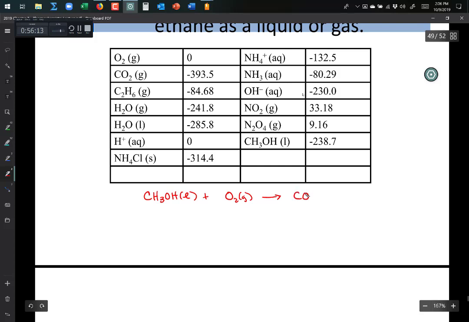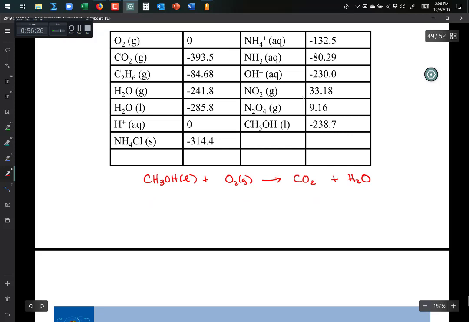CO2 water. Many of you read carbon monoxide and didn't think about it and just marked that. And now you're all kicking yourself. It's okay, I get it. And we're going to do CO2 gas and H2O liquid.